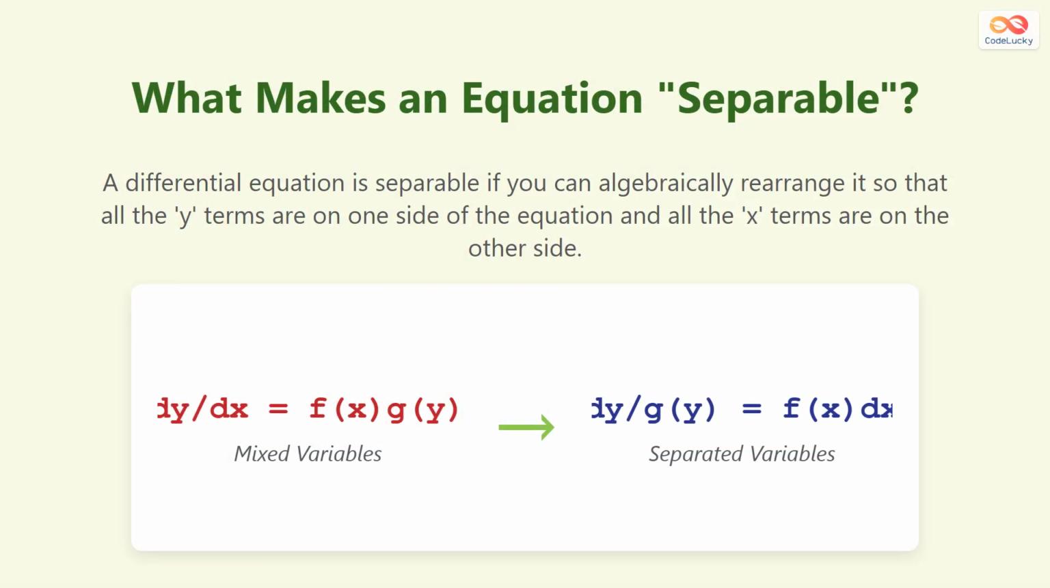An equation is called separable when we can perform some algebra to get everything involving the variable y on one side and everything involving the variable x on the other side. We go from mixed variables to separated variables.